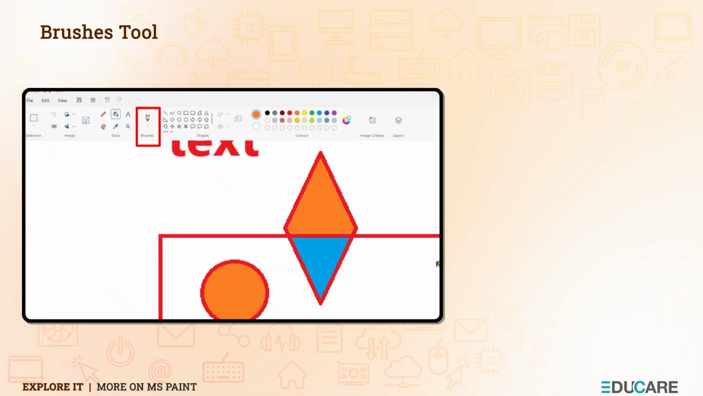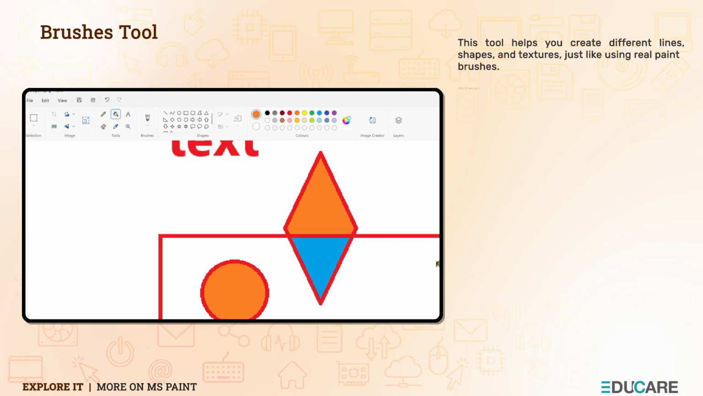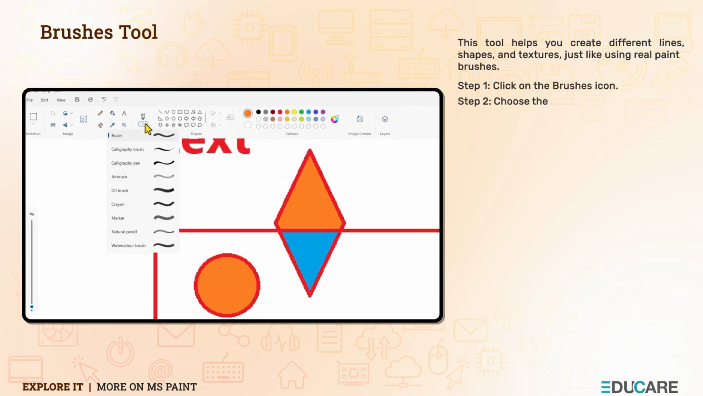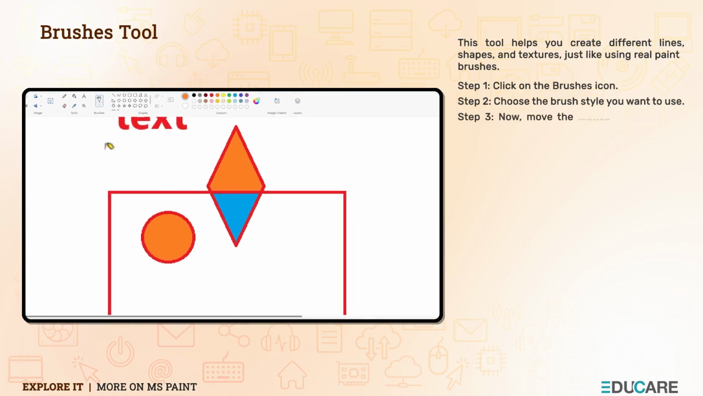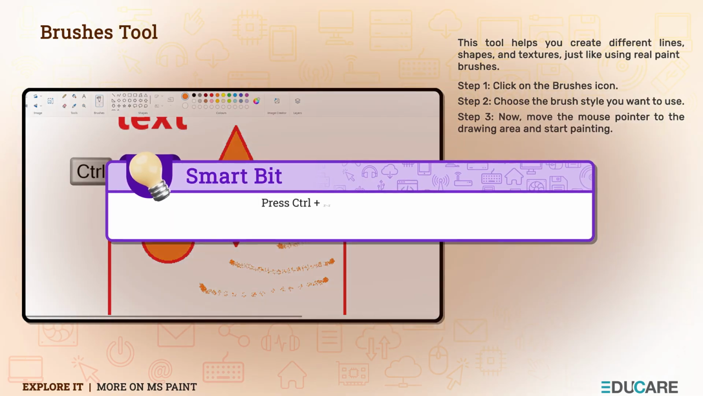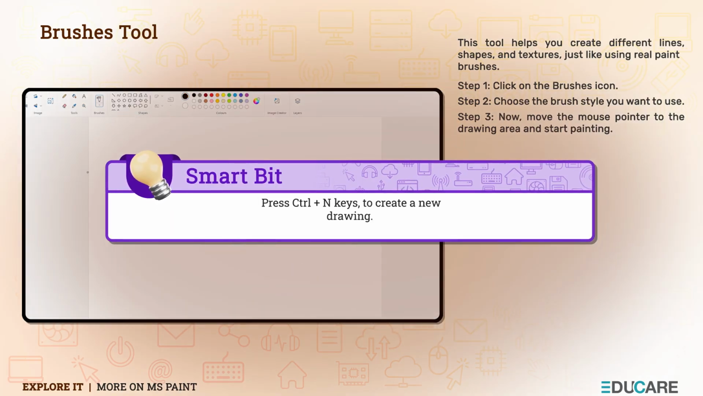Brushes tool. This tool helps you create different lines, shapes, and textures, just like using real paint brushes. Step 1. Click on the brushes icon. Step 2. Choose the brush style you want to use. Step 3. Now, move the mouse pointer to the drawing area and start painting. Smart Bit. Press Ctrl+N keys to create a new drawing.